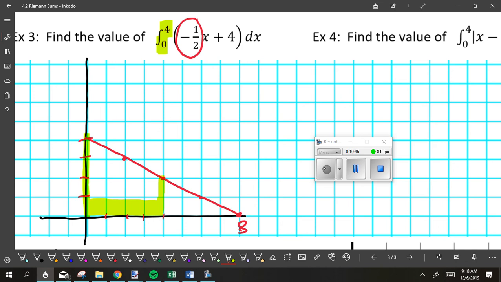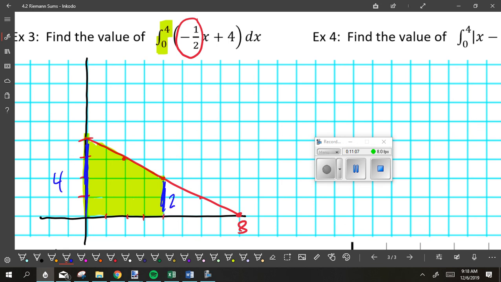So what shape did I end up with here? Trapezoid. You can find trapezoid area, whatever your favorite method is. You can split that up into a rectangle and a triangle. You can do the average of the two heights, whatever makes you happy. What would you like me to do? Trapezoid it is. So what is the height of this guy over here? 4. This guy's 4. This guy's 2.